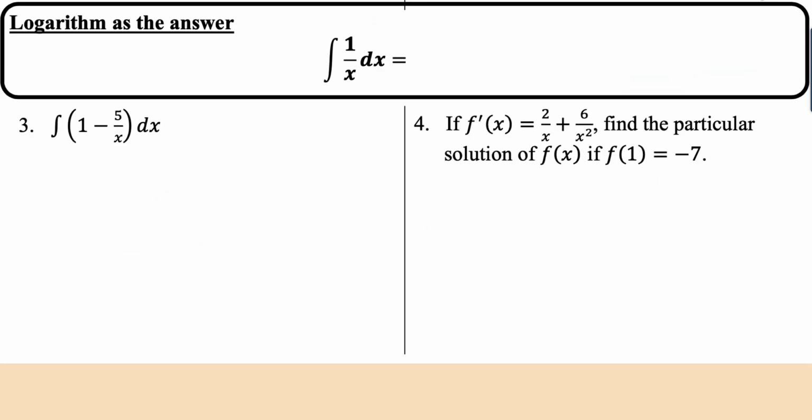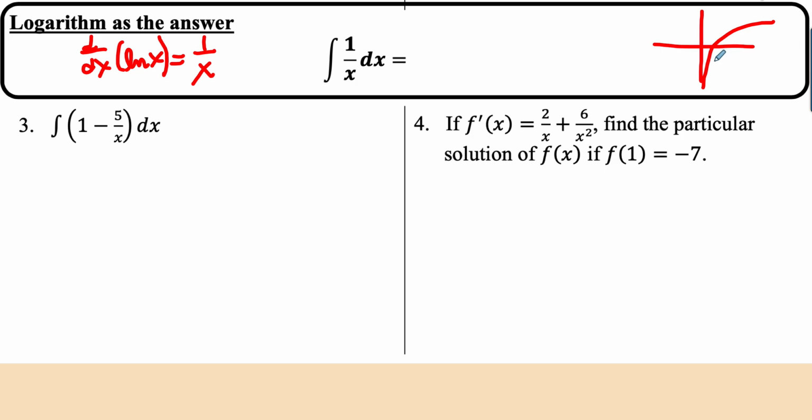Let's take a look at the derivative of natural log of x. The derivative of natural log of x is 1 over x. Now remember the requirements of this. For natural log of x, x has to be positive. If you remember what the graph looks like, here's the graph of natural log of x right here.